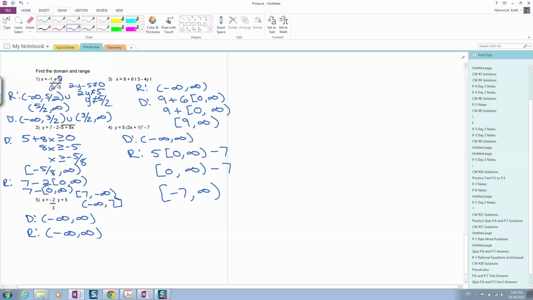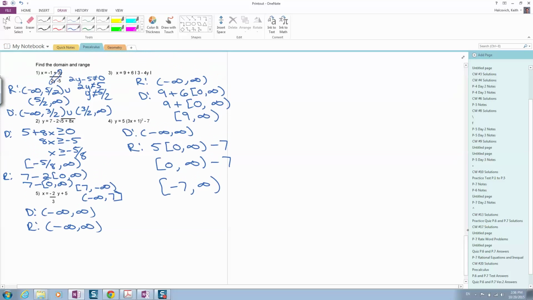Alright, so I hope you enjoyed the video tonight and understand that you have to look and see if it's x equals or y equals to understand the rules for domain and range as far as which one to do first. If it's x equals, then you do the range first and then the domain second. If it's y equals, do the domain first and the range second.